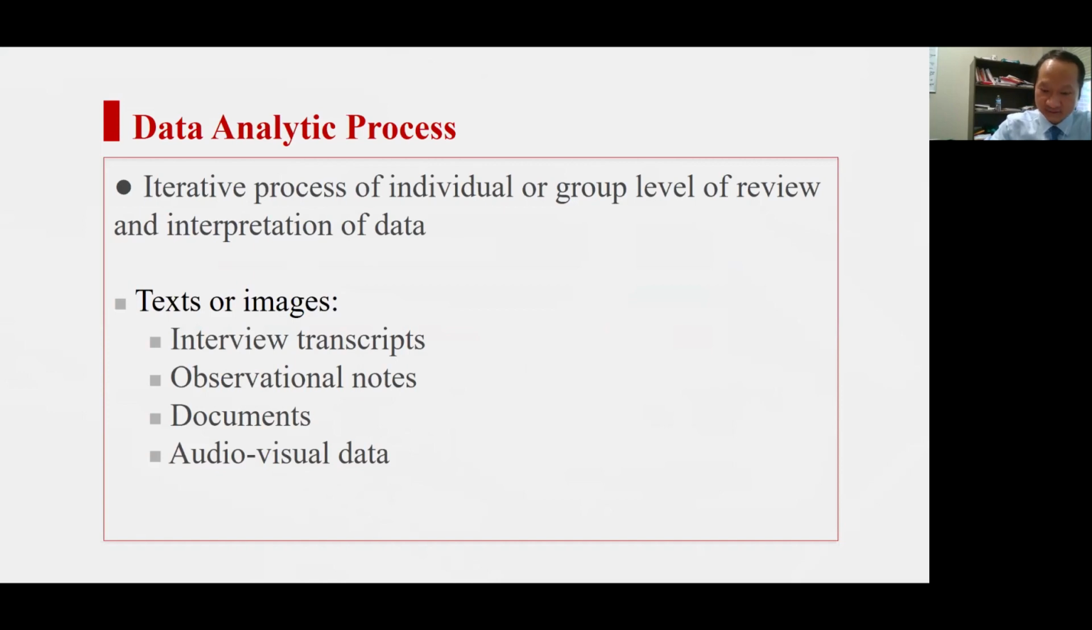Qualitative data analysis involves an iterative process. You need to dig into the data and then come out and then dig back into the data, which is called constant comparison. It often invites a second or even a third person to co-analyze the data. And together, the research team can resolve any conflict among them and reach a consensus.